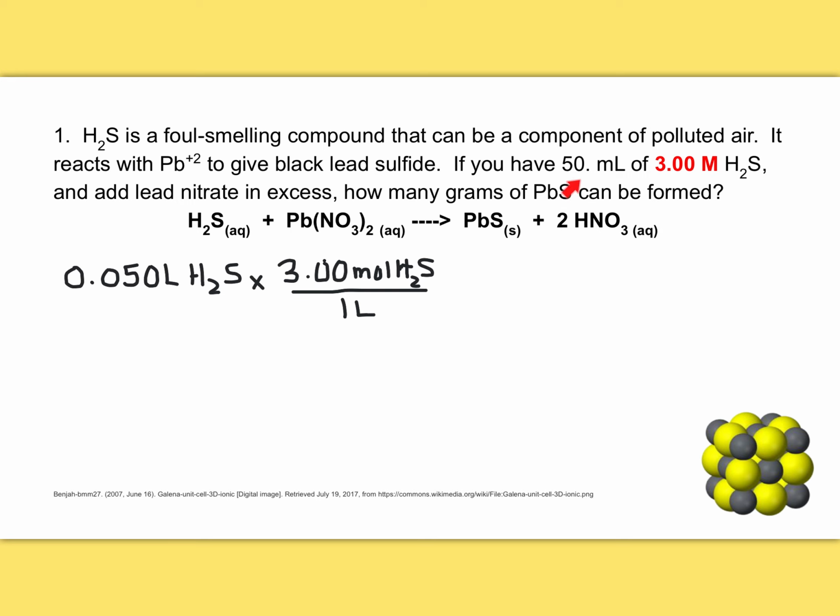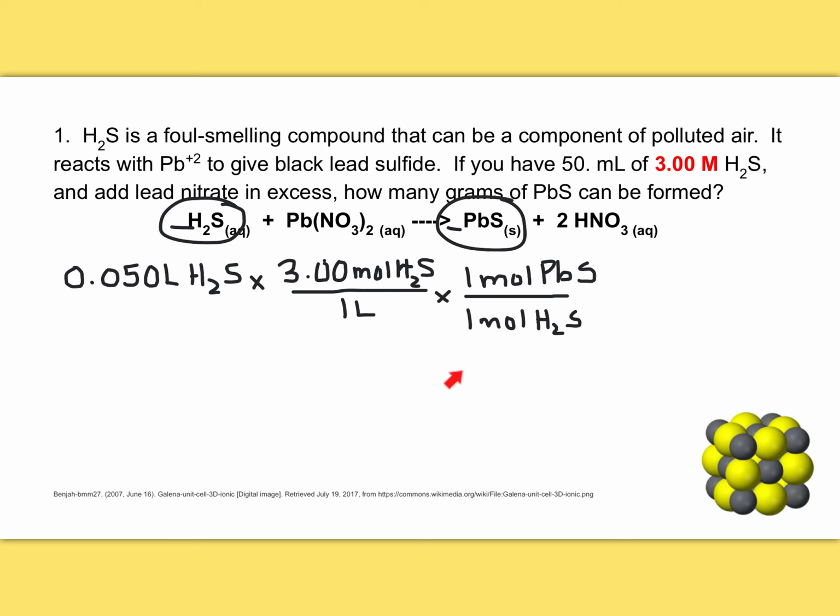Notice here how I took this volume in milliliters and I converted it to liters. The reason I did that is because when I multiply that by the molarity, which I wrote out as moles per liter, the unit of liters will cancel and I get to moles. So once again, a volume in liters times a molarity is going to get you moles. From here, we can go to the mole ratio. So we're given the H2S, we're looking for the PbS, looks like the mole ratio is 1:1.